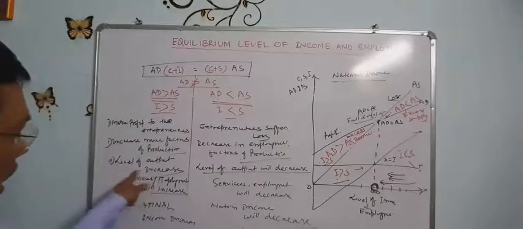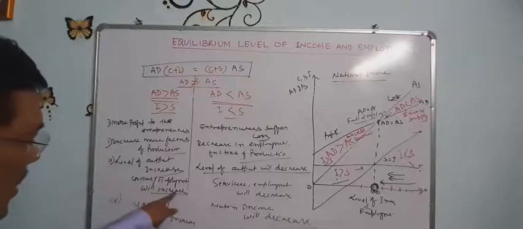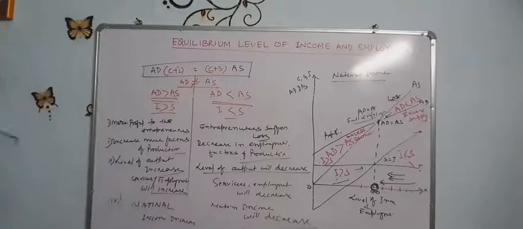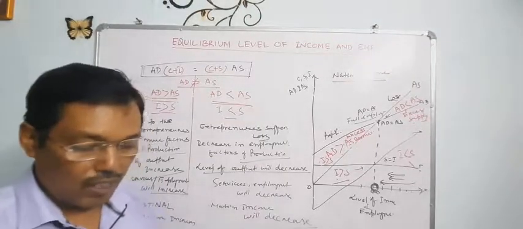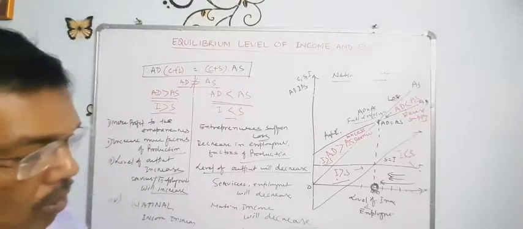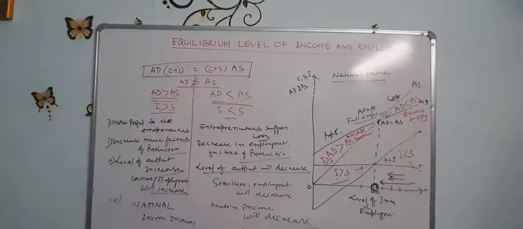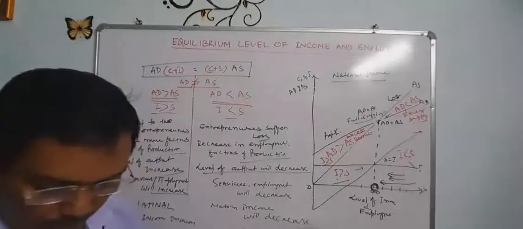I have written here: level of output increases, services increase, employment will increase, as well as national income will increase to the equilibrium level of income. Here aggregate demand is equal to aggregate supply.